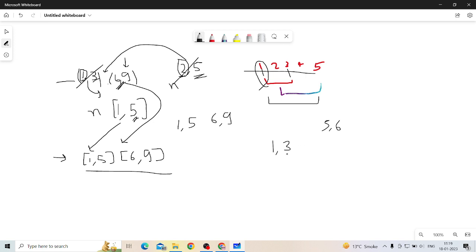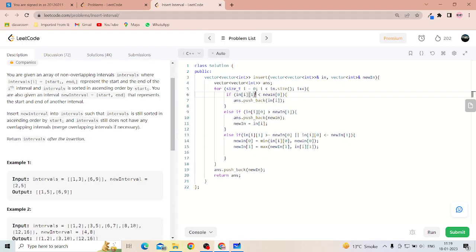So if its ending position is less than its starting position, then what will you do? You will say insert this number. Am I right? If its ending position is less than its starting position, some interval is ending before another interval is starting. So we are saying the interval which is ending first, push it into answer. So that only we are doing. If its ending position is less than new interval starting position, then push this interval.